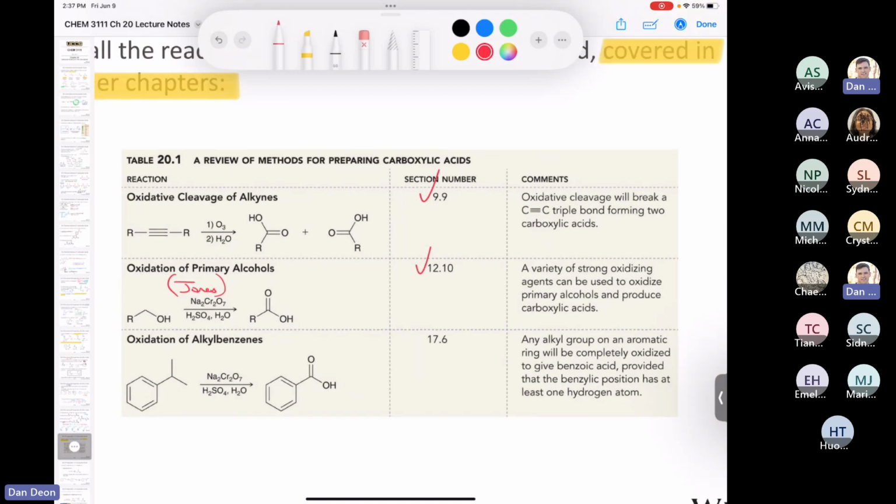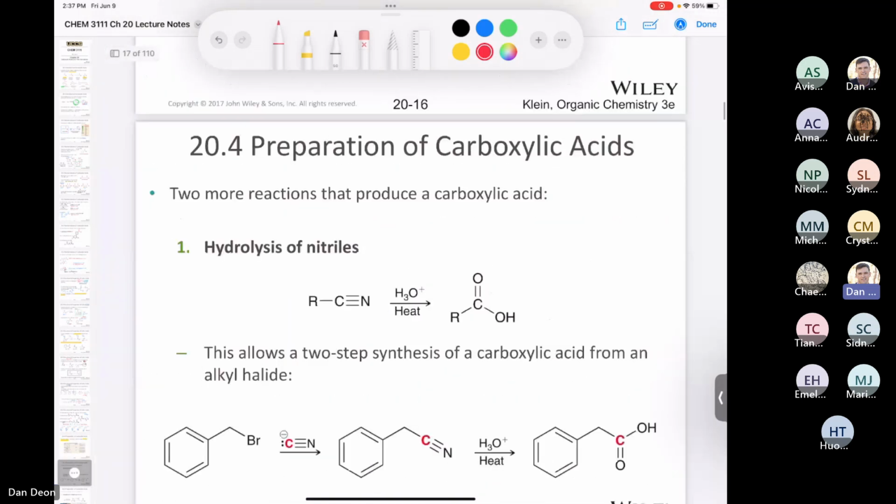Then we looked at benzylic oxidation. So benzylic oxidation is another one. So if you have any kind of benzylic proton, that can be oxidized to a carboxylic acid. So those are 3 methods of making carboxylic acids that we've already covered.